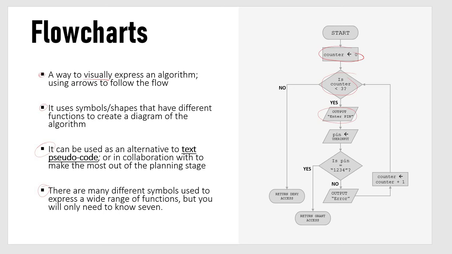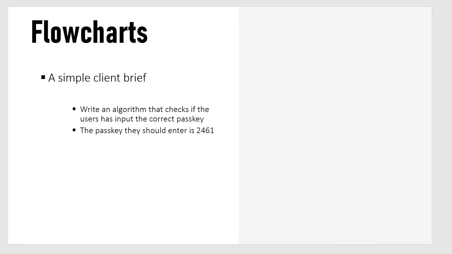All right, so let's go to slide 2, and we'll have a very quick look at how you might use a flowchart. So here we have a simple client brief which requests from us to write an algorithm that checks if the users have input the correct passkey. So there's a door, it has a lock in it where you have to go and type in a key in a number touchpad, and if the passkey is correct, obviously the door is going to open, and then they can go inside.